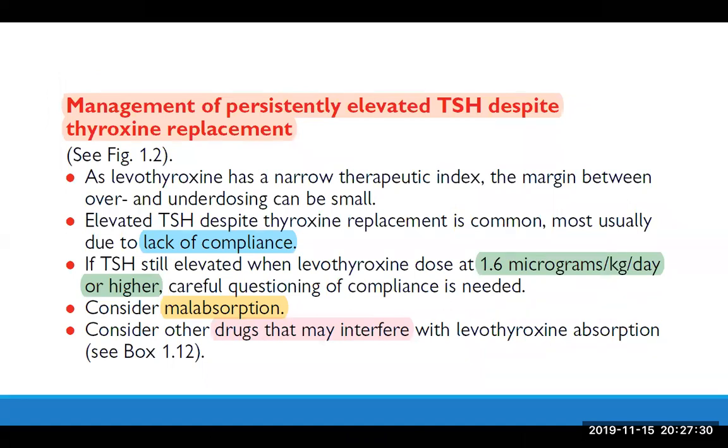Compliance is very important. Management of persistently elevated TSH despite thyroxine replacement: lack of compliance is the first one. If TSH is still elevated when the levothyroxine dose is 1.6 microgram per kilogram per day or higher, think about compliance. The next one, think malabsorption. Consider other drugs that may interfere with levothyroxine absorption.